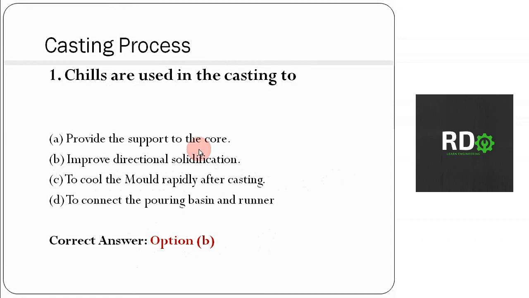First question is, chills are used in the casting to? Chills are used mainly to provide directional solidification. As you can see, the second option, option B, to improve directional solidification. Along with it, there is another thing called chaplets that are used for the same purpose. Okay, let's go on to our next question.